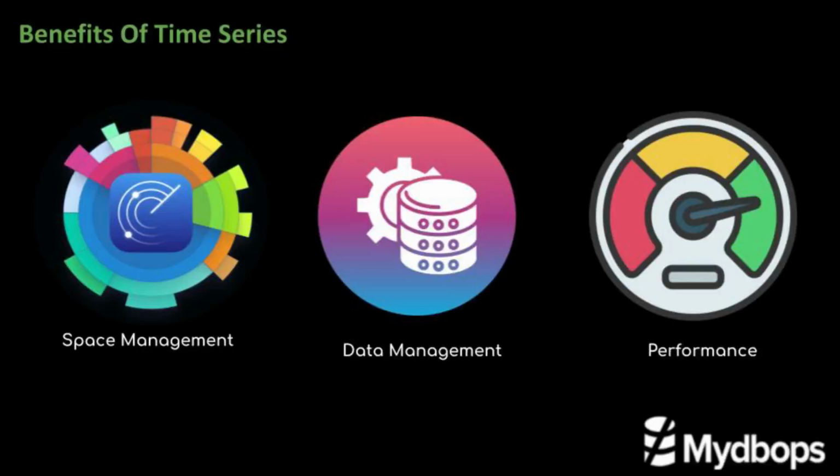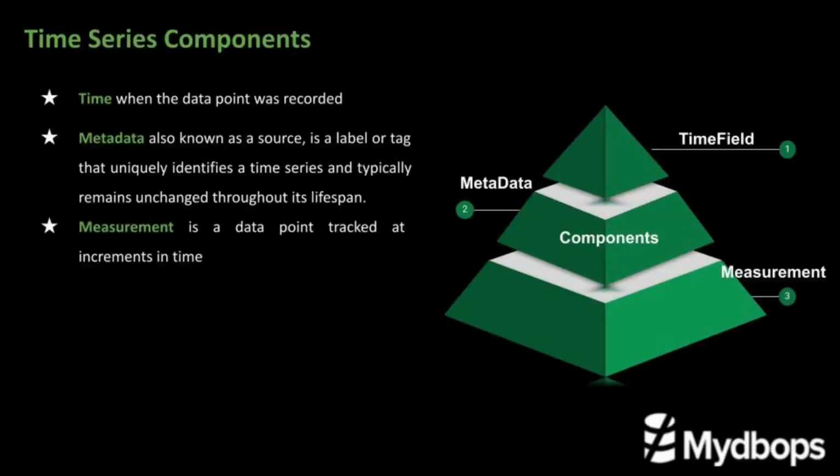Time series components play a major role, and we should be aware of these components, which help us create a time series collection. We have three types of time series components: time field, metadata, and measurement. Time field represents the time when the data point was recorded. Metadata is a label or identifier that identifies the data uniquely. Metadata should remain the same over the lifespan of the time series collection. Measurement is the data captured at different time intervals.